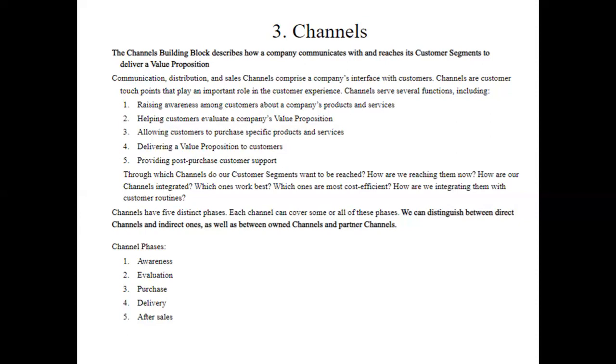Through which channels do our customer segments want to be reached? How do we reach them now? How are our channels integrated? Which ones work best? Which ones are most efficient? How are we integrating them with customer routines? Channels have 5 distinct phases, and each channel can cover some or all of these phases. We can distinguish between direct and indirect channels, as well as between own channels and partner channels. So the channel phases are: one is awareness, second one is evaluation, third one is purchase, fourth one is delivery, and fifth one is after sales.